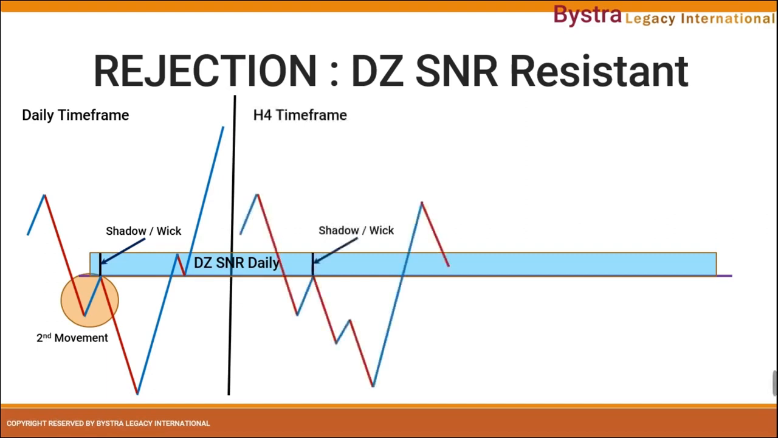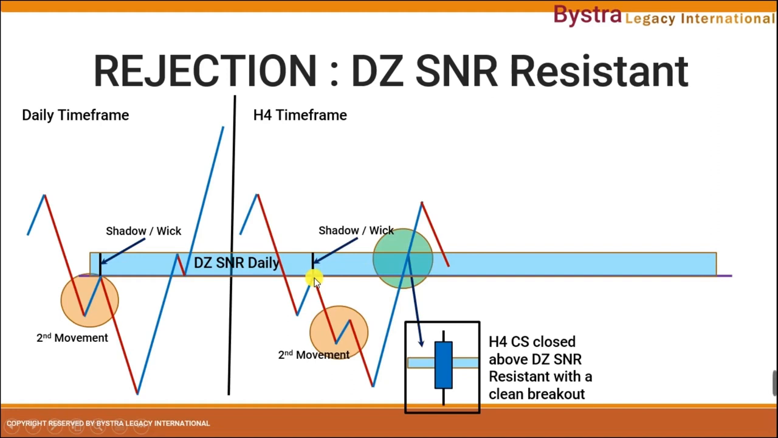If we move to the H4 time frame, same as well, with the danger zone of the daily having been marked, we only need to find the second movement. Okay, good. We have the second movement on the H4 time frame. Next, what should we do? We can see clearly that at the H4 time frame, the candle has broken this zone with a Marubozu.